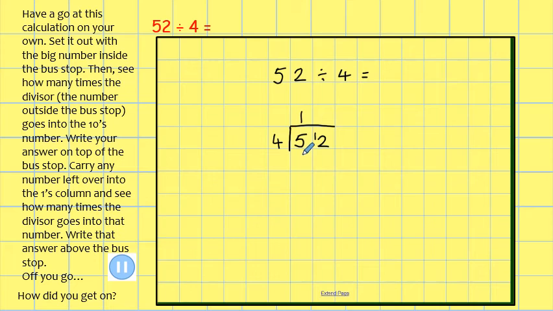Then you should have completed the same task. You've got 12. How many lots of 4 are there in 12? 3 4s are 12, correct. So we know that 4 goes into 12 3 times, and that is our answer. 52 divided by 4 equals 13.